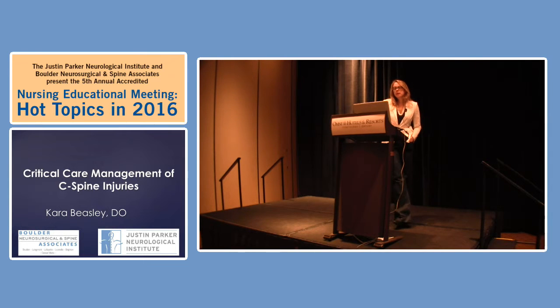Plain films, standard are AP, lateral, and open mouth odontoid. The lateral film has to include the base of the occiput and the top of the first vertebrae. The lateral alone is inadequate. It can miss up to 15% of C-spine injuries. If a lower injury is difficult to see, you can do caudal traction or you can do an oblique view.